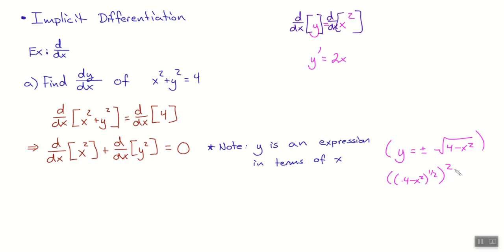Now, the fact that we can find it and actually write it down is convenient to us, but I don't want to have to go through all this process. If I understand that y is an expression in terms of x, just like u of x was when we did our chain rule, then we see maybe that there's a chain rule needed, right? Now, instead of writing 4 minus x squared to the 1/2, we're just going to write a y.